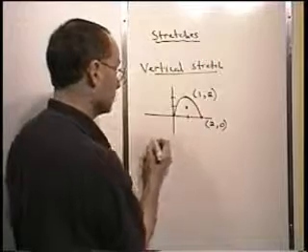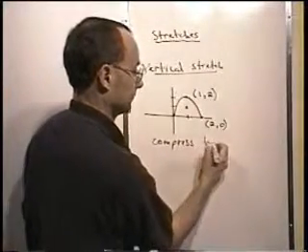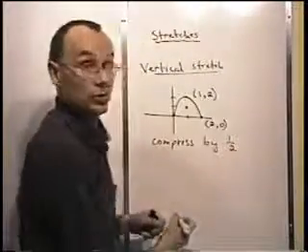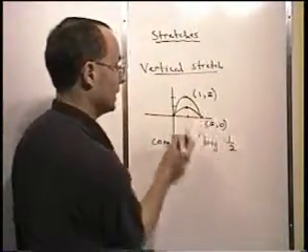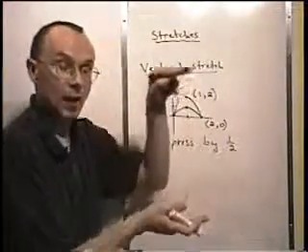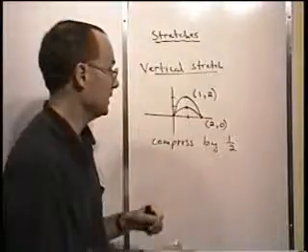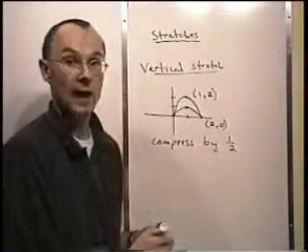So if we wanted to compress by 1/2, the resulting graph would look something like this. Okay, every vertical distance is now going to be half as big as it used to be. And so that would be an example of compressing by 1/2.